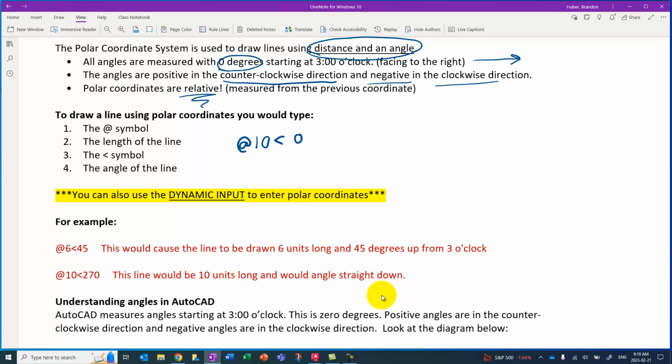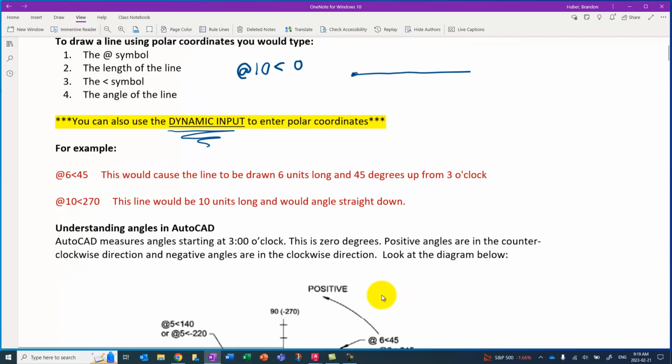So what I just entered in there would create a line moving from this point 10 units directly to the right. Again, I've already mentioned this, we can use our dynamic input. You'll see me use it in the example, but you do have to be careful. You have to be watching what it is expecting from you.